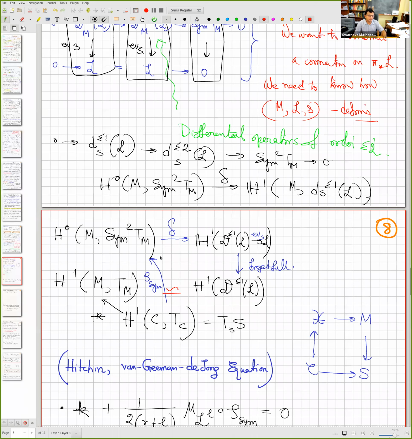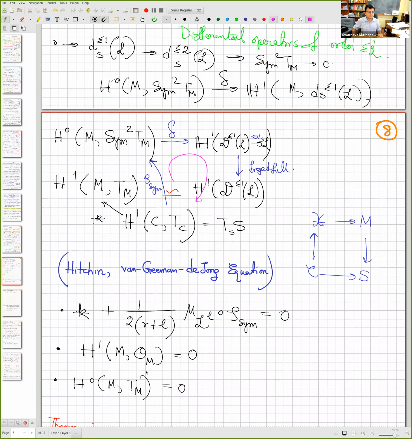Okay, so I have got two maps. One connecting the H1 of the C, TC, to H1 of M via the Kodaira-Spencer, whereas on the other hand I have another map coming all the way through like this. Okay, so what Hitchin showed was that this combination. So let me call this combination.